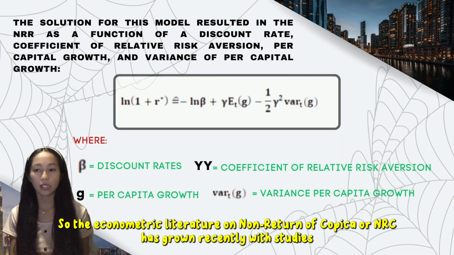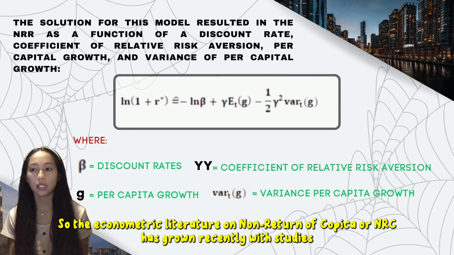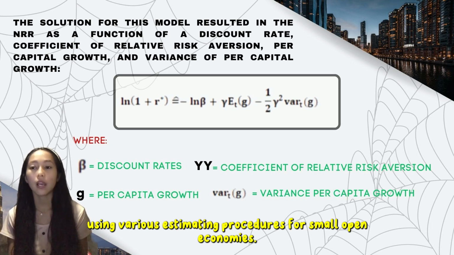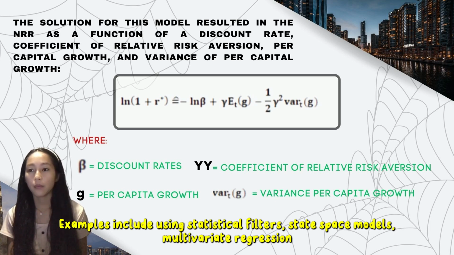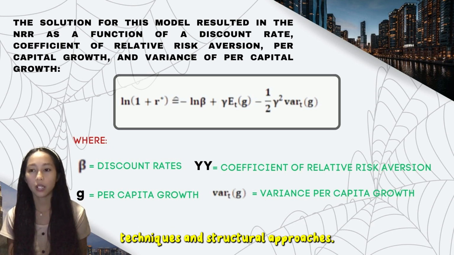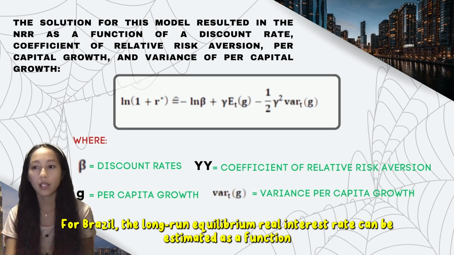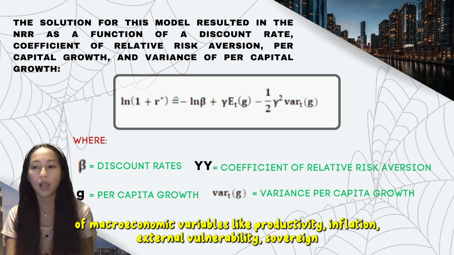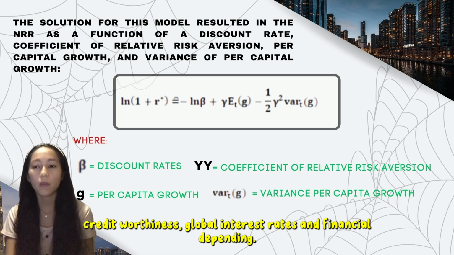The econometric literature on the NRR has grown recently, with studies using various estimating procedures for small open economies. Examples include using statistical filters, state space models, multivariate regression techniques, and structural approaches. For Brazil, the long-run equilibrium real interest rate can be estimated as a function of macroeconomic variables like productivity, inflation, external vulnerability, sovereign creditworthiness, global interest rates, and financial deepening.